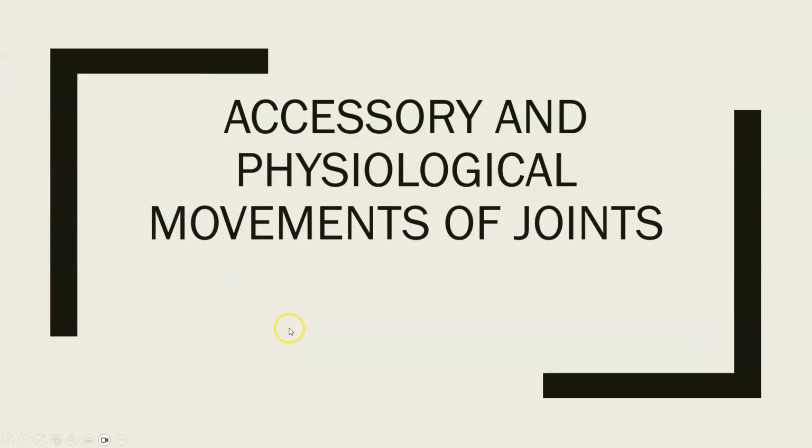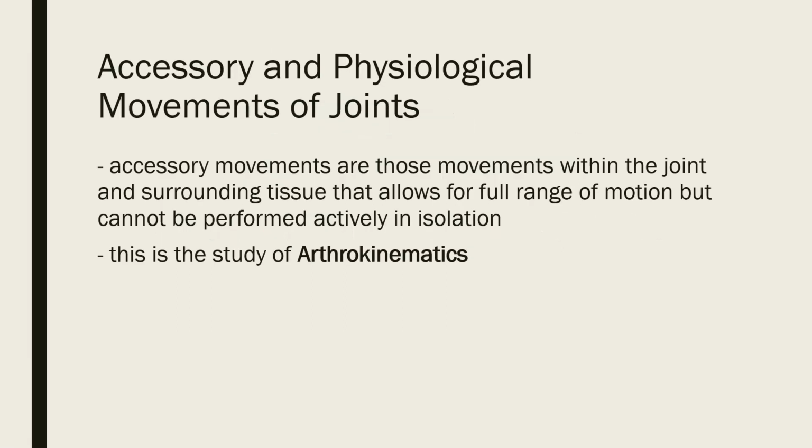The next thing we need to talk about that affects a range of motion is something called accessory and physiological movements. And this sort of represents the relationship between bones within a joint. Again, this is introductory. We'll be going into this a bit more, but I'm just introducing it to you for this semester. So, accessory and physiological movements of joints.